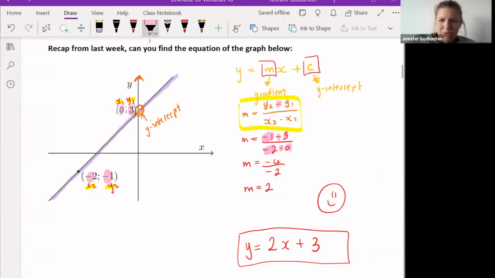Okay, cool. You guys are smashing this. That's great. So what we're going to move on to from here is we're going to look at something just a slight bit more complicated. Not a lot, just a little bit.